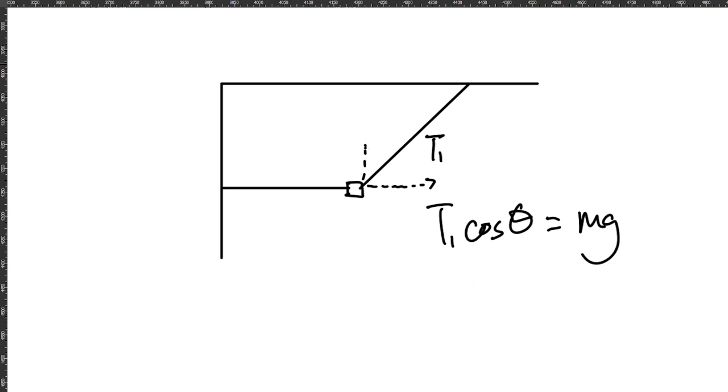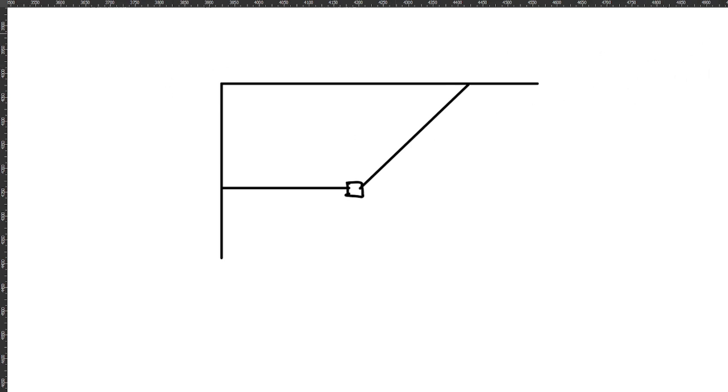So let's remove all this. And now we know that T1, let's label this in gold, T1 is greater than mg. Next, we're going to cut this string. We're going to say goodbye, you're gone, and now the string is cut, right? In this moment, we have two forces that are going to have a general centripetal component. So our net force is going to be a centripetal force, right?